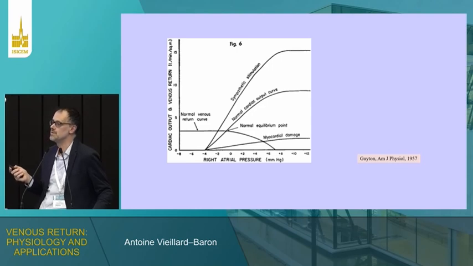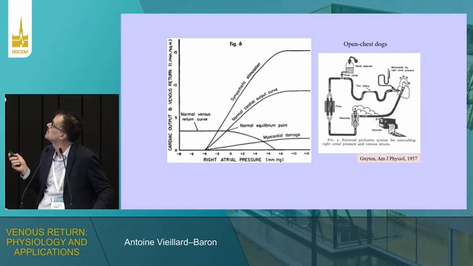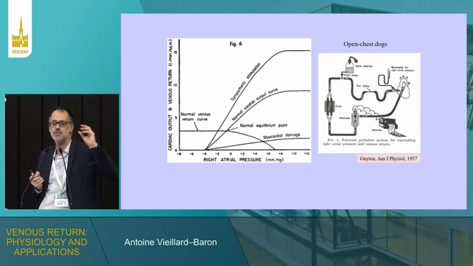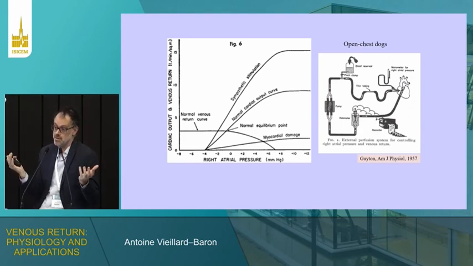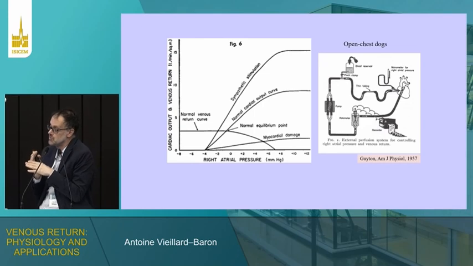This is exactly what he proposed in his study, but we have all forgotten that in this study, the chest of the animals was open. And so the surrounding pressure of the right atrial pressure was not the intrathoracic pressure, but the atmospheric pressure. So in this condition, and I go back to my previous slide, the intravascular pressure that you measure on the monitor and the transmural pressure that you may calculate by subtracting the surrounding pressure are equal. So indeed, you may superimpose the two curves.